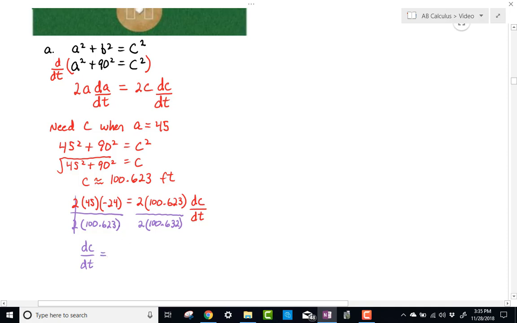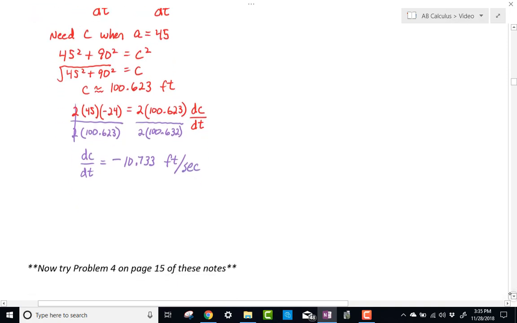equal to, and this comes out to be negative, which it should, because the distance between home plate and second base is decreasing, 10.733 feet per second. All right, so what does that mean? What did we just find here?